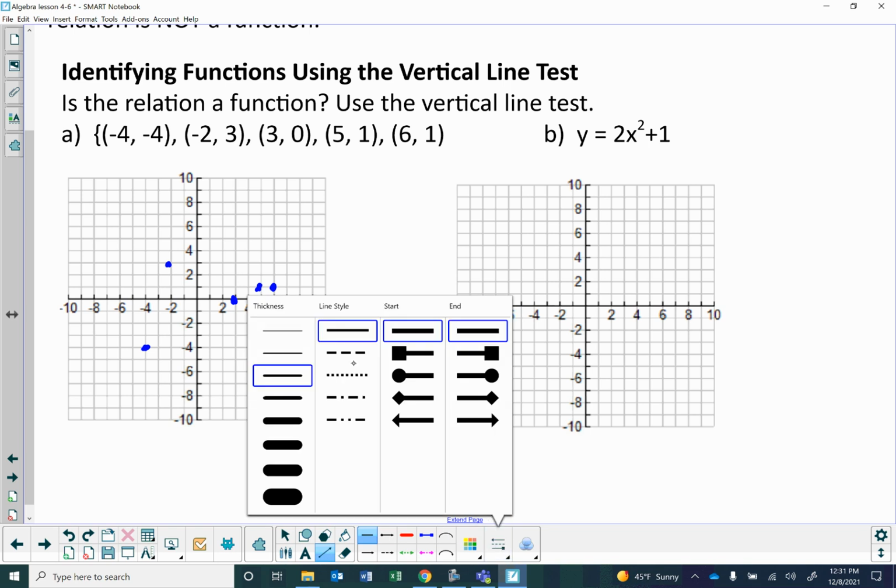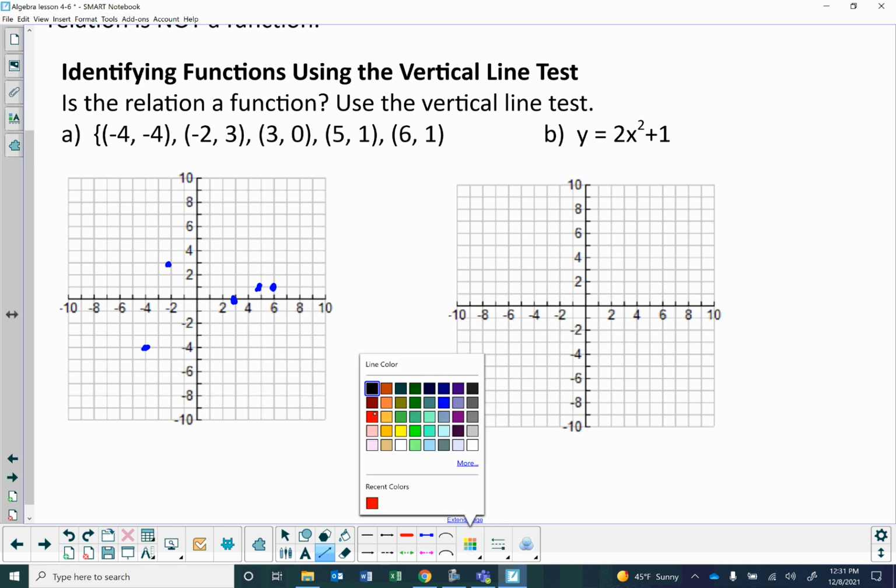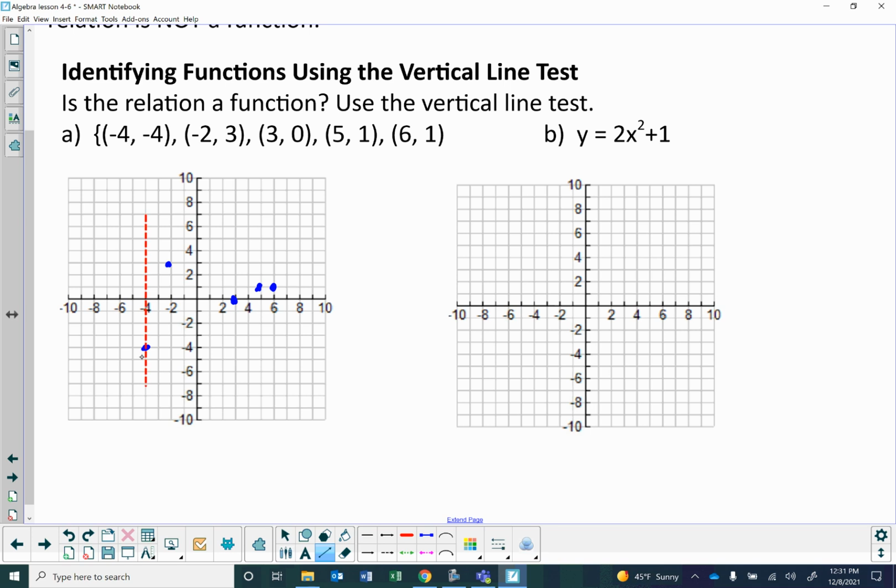So let's go with that. And let's go with this. So if I have a vertical line here, it goes through one point. If I have a vertical line here, 1 point, here, 1 point, here, 1 point, here, 1 point. It only goes through each part of the graph one time. It does not go through multiple points. Each vertical line goes through one and only 1 point. That means this is a function.